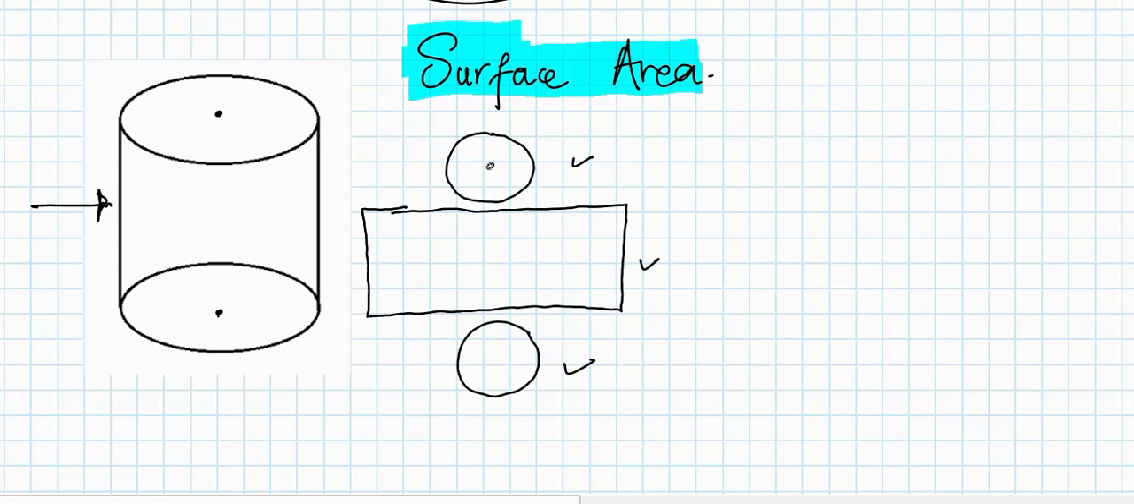Now let's start with this one here. This is the radius. How would you find the area of a circle? You just say pi r squared.